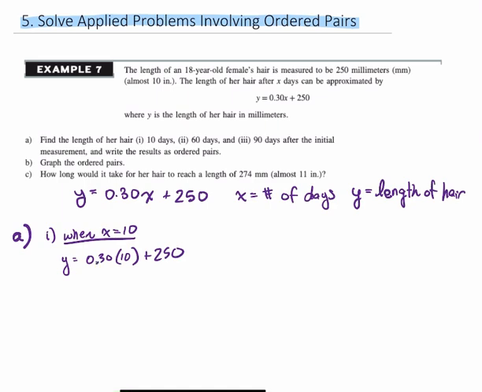0.3 times 10 should give us 3. It'll move that decimal place over. So this ends up being 3 plus 250, or 253. 253 millimeters. So it will grow those 3 millimeters in 10 days. And it wanted us to write this as an ordered pair. So our x value was 10, and the y value was 253.